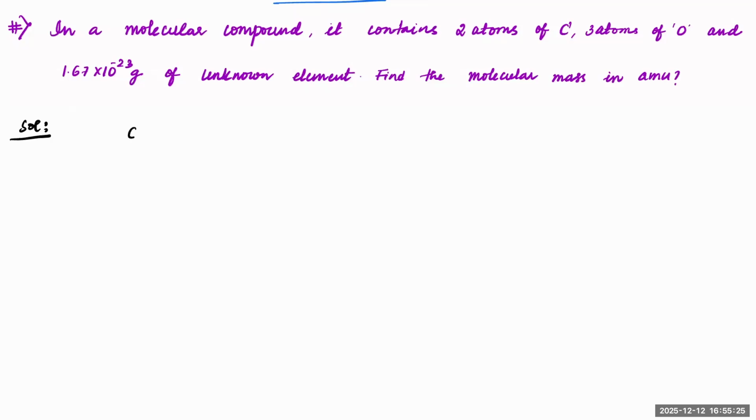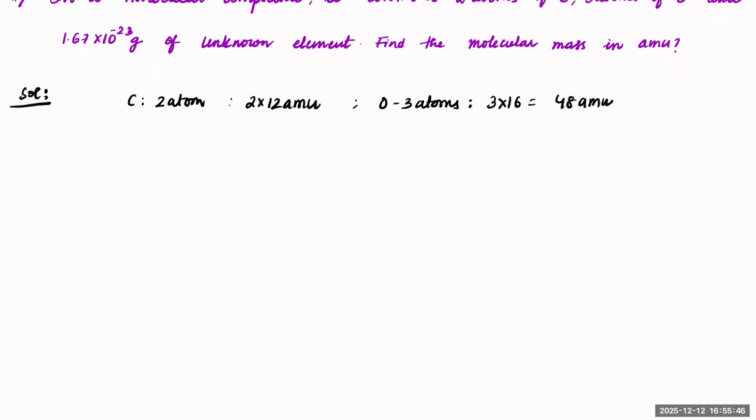You know that carbon, we have two atoms, which means it is 2 into 12 AMU. That is the mass of two carbons. While oxygen, we have three atoms, which is 3 into 16, which makes it 48 AMU. Now, we are supposed to figure out how much is the AMU value here. You know that X is some element here, and it has 1.67 into 10 raised to power of minus 23 grams, right? So how do we figure out the mass in AMU?